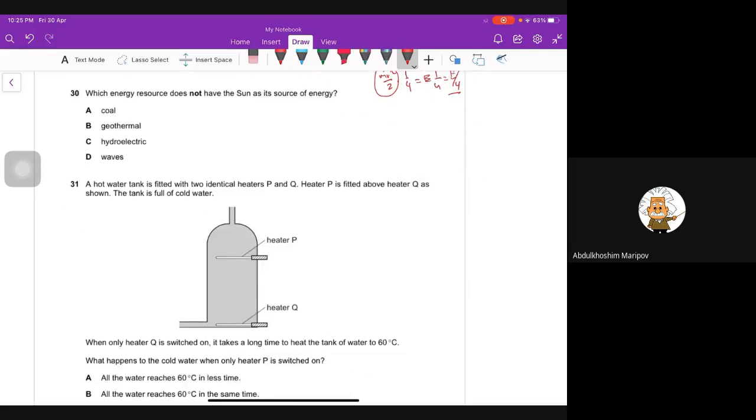30. Which energy resource does not have the sun as its source of energy? Now, dear friends, the sun doesn't have three energies, actually. In our book it is stated as 3 energies. Probably you have seen this in a previous year with your other teacher, I guess. But anyway, some forms of energy do not come from the sun.